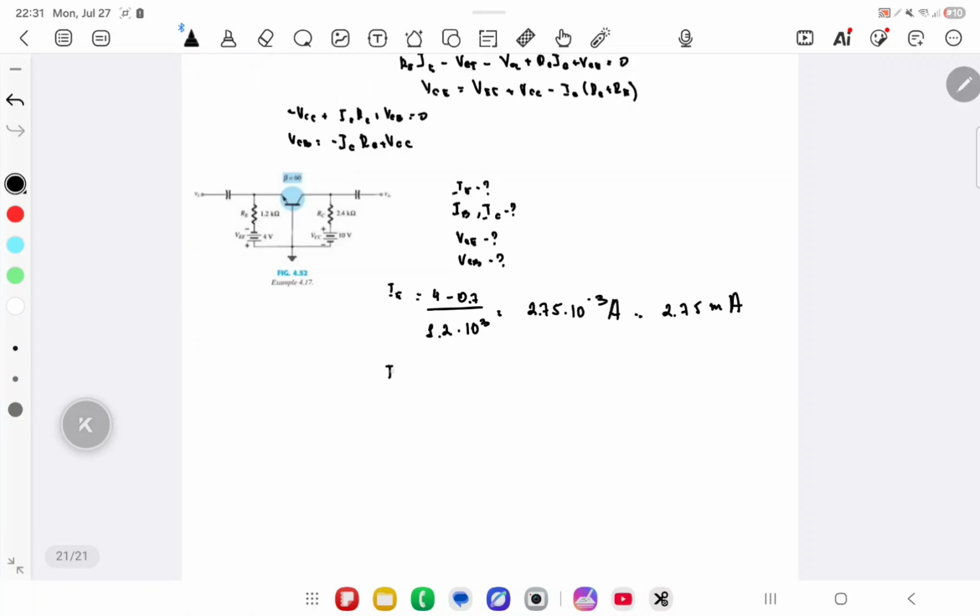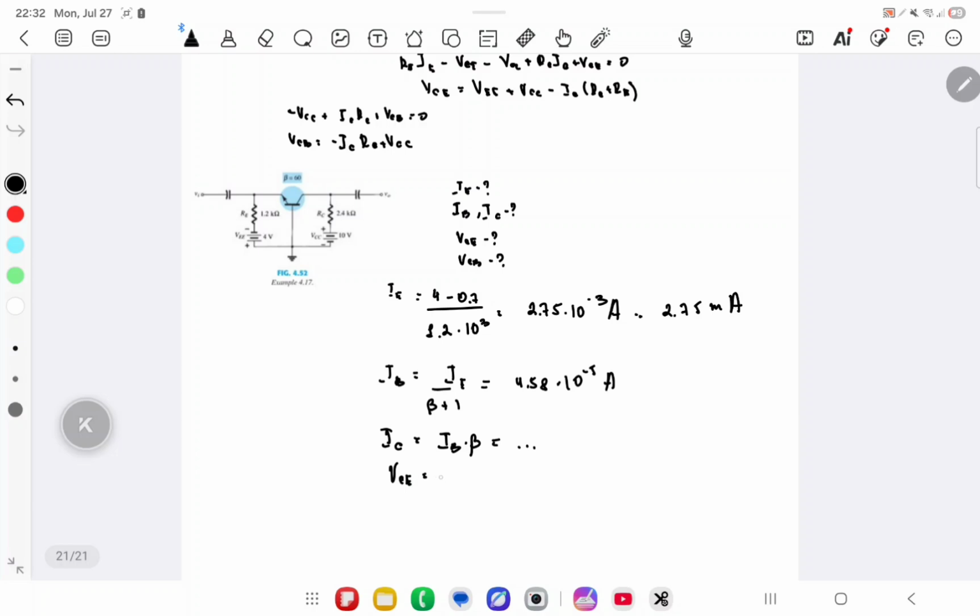So our IB will be equal to IE over (beta plus 1), and IC will be equal to IB multiplied by beta. This one I will leave to you, but IB will be equal to 4.58 multiplied by 10 to the power minus 5 amperes.